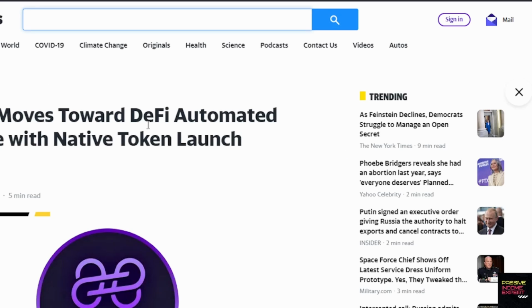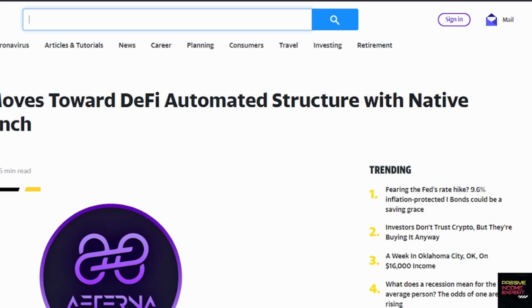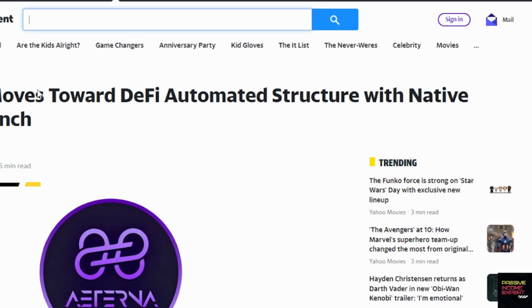And the good thing is the project is already hitting the news. You can see tons of news on Yahoo. So that's the first one, automated structure with native token launch. Then automated structure moves towards DeFi. And there are tons of news circulating for this particular project on the internet, which gives you more confidence.